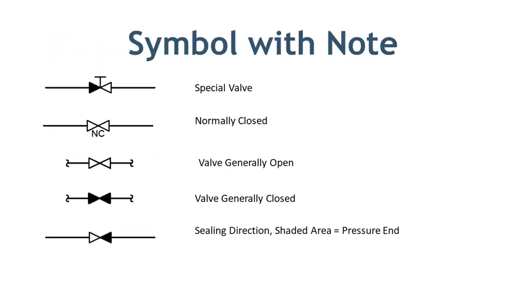On this slide, you can see the symbols with special notes. The first symbol is of a special valve. The letters NC written below the second symbol are more important. They indicate that this valve remains closed during normal operation. The next two symbols are also used alternatively to show the valve position during normal operation. The last symbol is used to show the pressure end of the valve. The arrow side shows the pressure side of the valve.